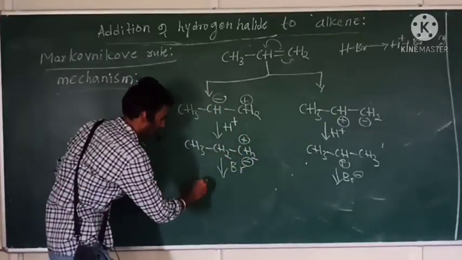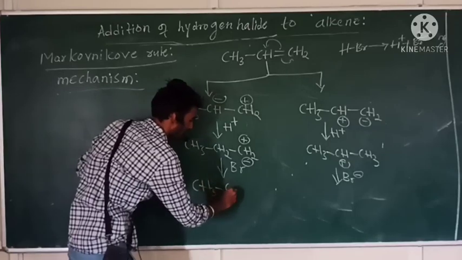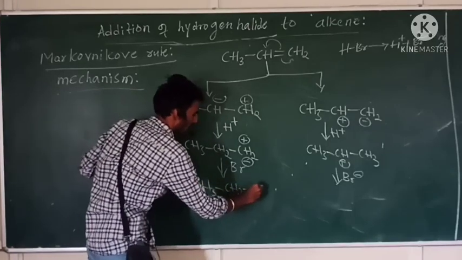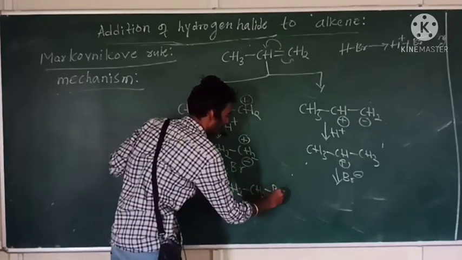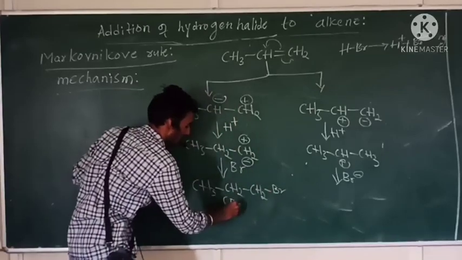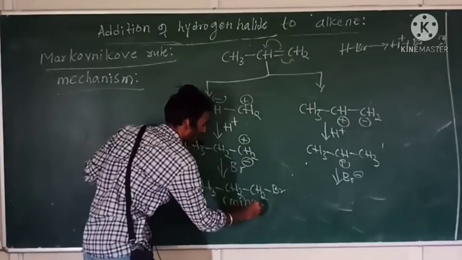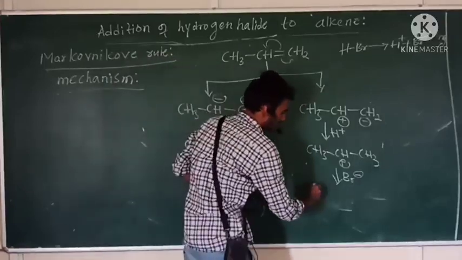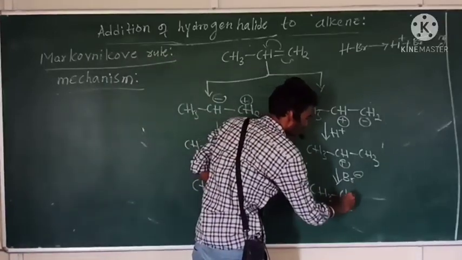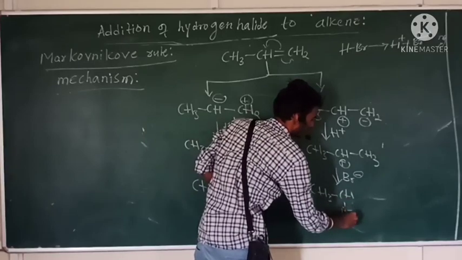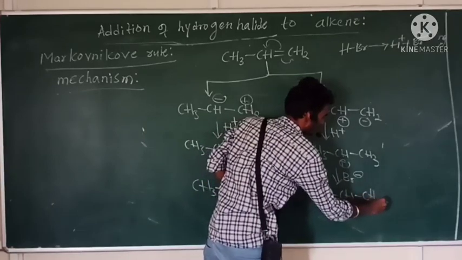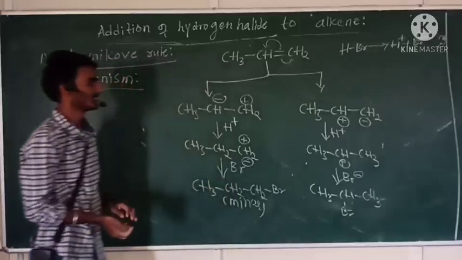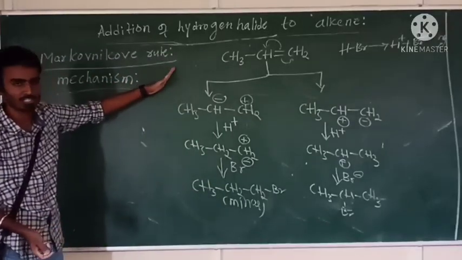The carbocation leading to CH3 CH2 CH2 Br will be taken as the minor product because the stability of that carbocation is less. So CH3 CHBr CH3 is the major product. So this is the mechanism of Markovnikov's rule.